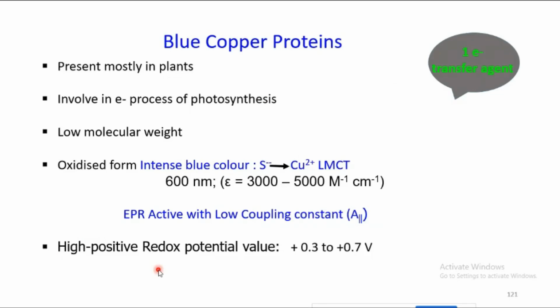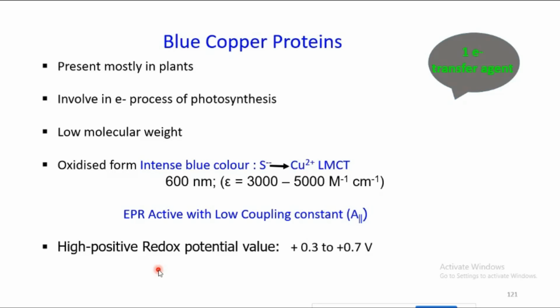The next enzyme is the blue copper protein, which is also involved in the electron transport mechanism. You can mainly see it in the case of photosynthesis, where it will act as a redox partner. Their molecular weight is very low, and in the reduced form the enzyme is colorless, whereas the oxidized form produces a deep blue color. Its coordination environment clearly shows that the blue color may originate from the transfer of an electron from sulfur to the copper center. There is a ligand to metal charge transfer transition taking place.